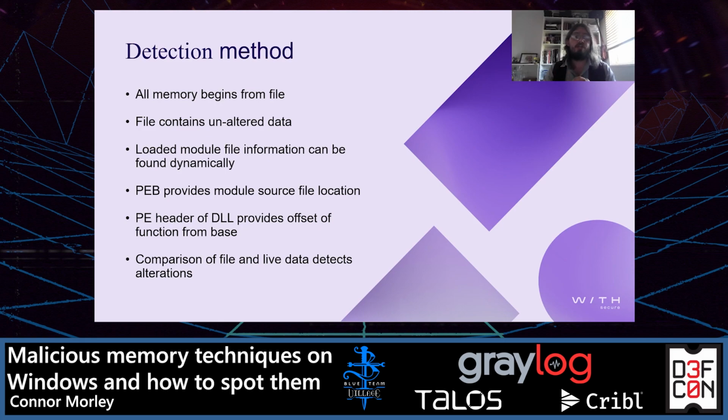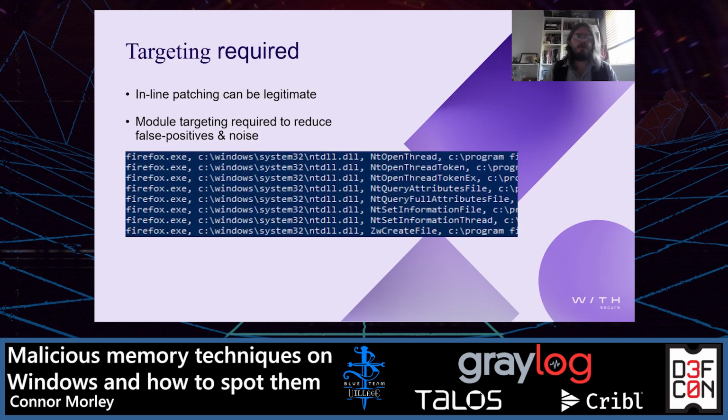So if an alteration occurs within the first 100 bytes or something to that effect, that may be excessive, but you get the idea. You can detect whether a deviation has occurred due to editing, and this is very effective at detecting these types of hooks. But targeting is required for such operations.